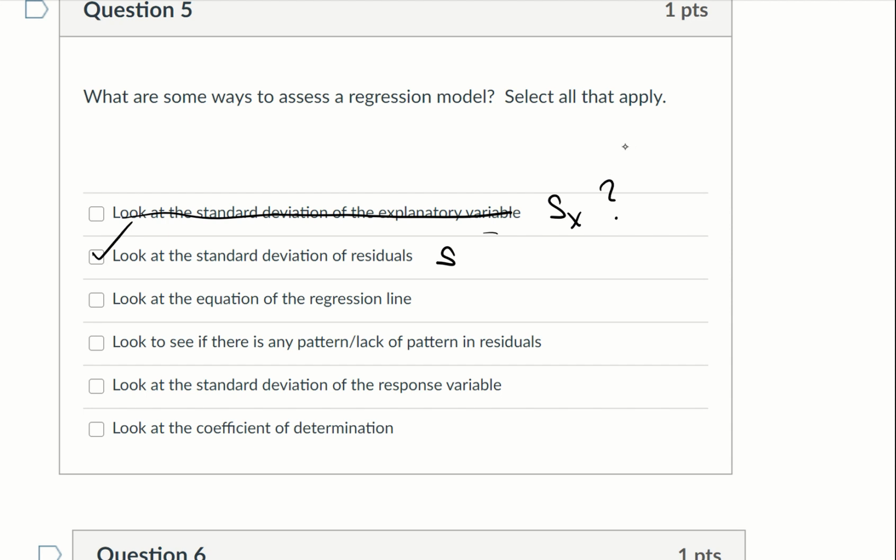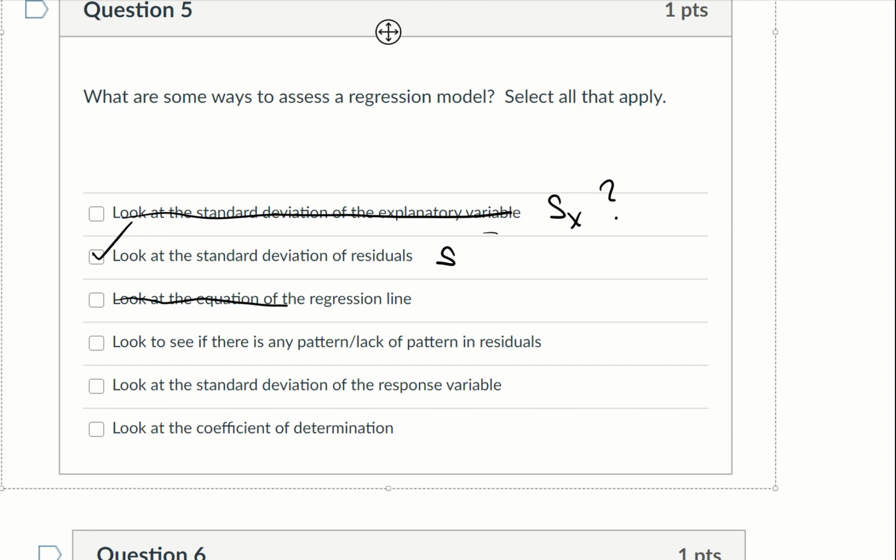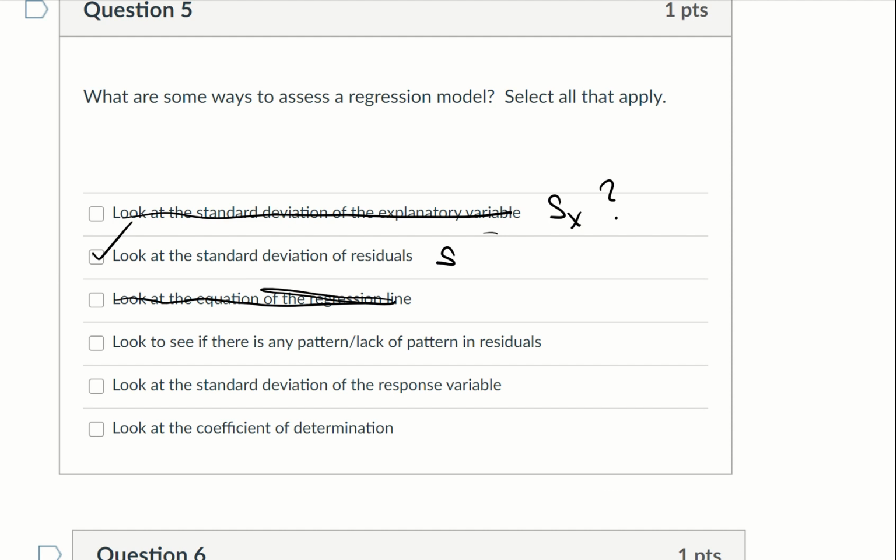All right, so look at the equation of the regression line. Well, the equation of the regression line in and of itself does not really tell you much. It just tells you the equation. So this is not going to be useful, okay? It's just going to tell you the equation of the line. It's not going to tell you whether it's good or not.